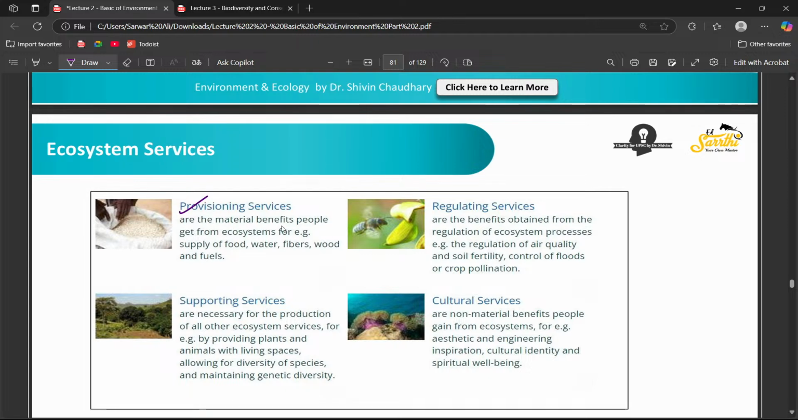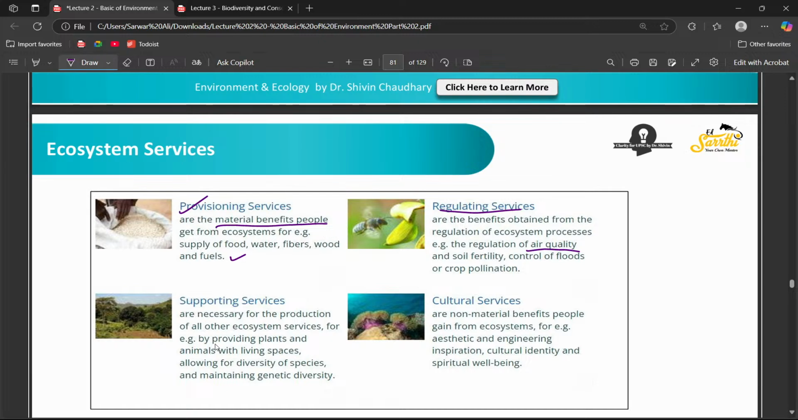Provisioning services, which are materials that benefit people: food, water, fiber, fuel. Regulating services that regulate the ecosystem, such as regulation of air quality, soil fertility, control of floods or crop pollination.